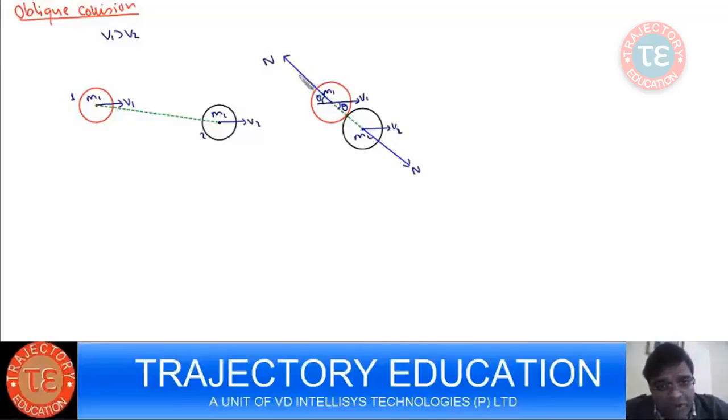So this n, one of the components of n, that is n cos theta, is going to decrease velocity v1, whereas this component of n, n cos theta, is going to increase v2. So n cos theta here is going to decrease v1, here n cos theta is going to increase v2.